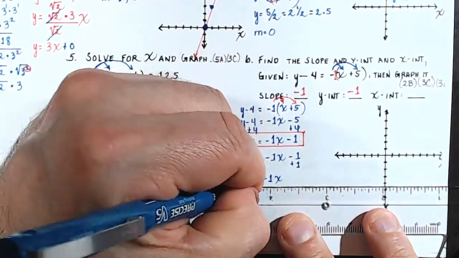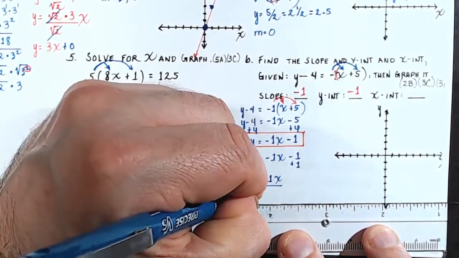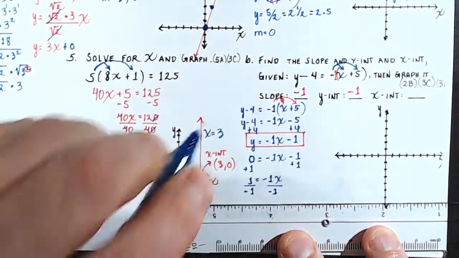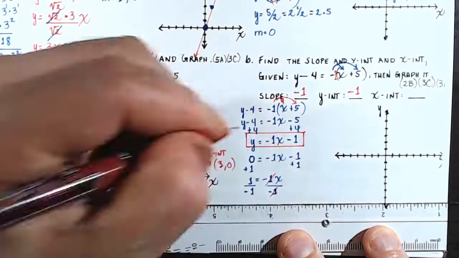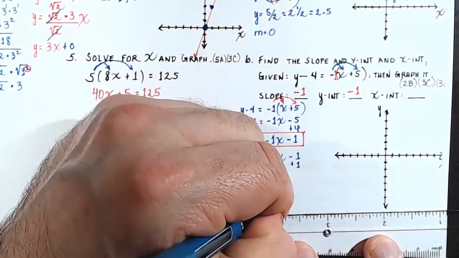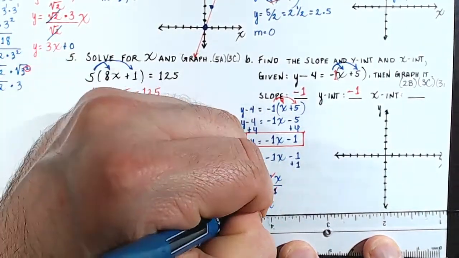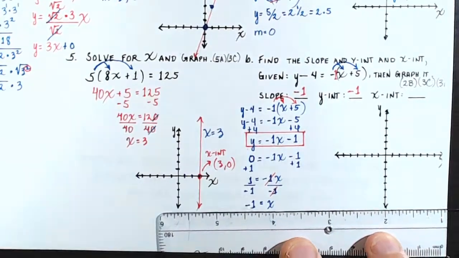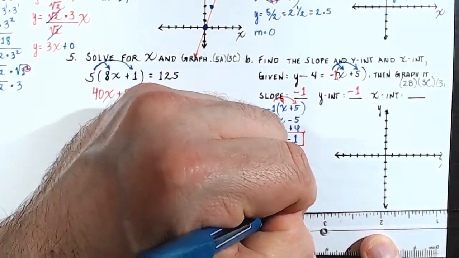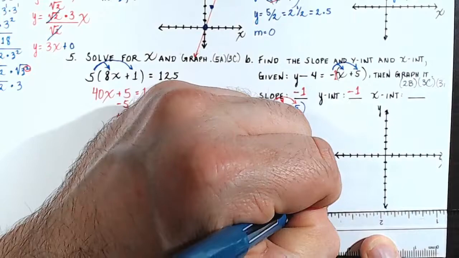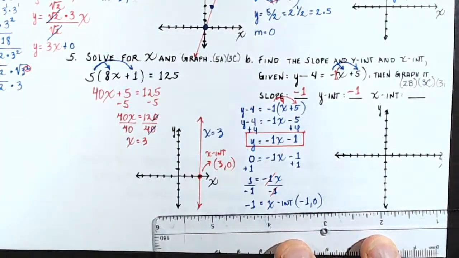So we get x by itself by dividing both sides by -1. And on the right, these cancel. And I have x equals -1. And this is the x-int, located at (-1, 0). Okay, so the x-int is -1.